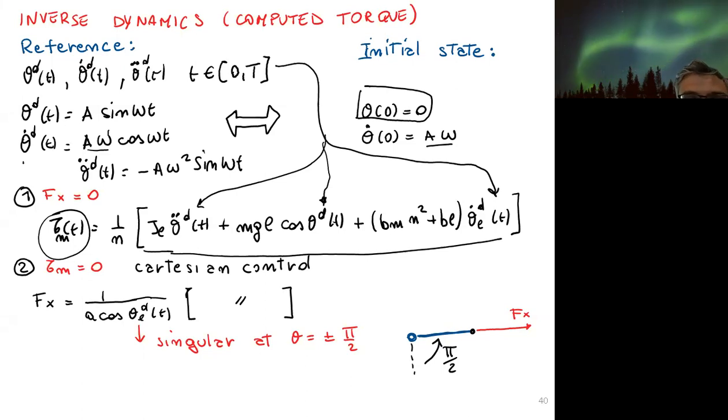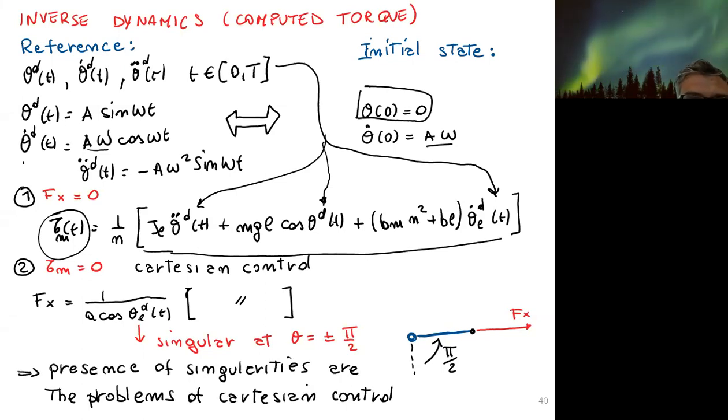This is a point that we call a dynamic singularity, which means that the force fx is aligned with the link, and is not able to realize any motion on the link, because it's just in singularity. We call this kind of situation a dynamic singularity. And this is a typical problem of Cartesian control. That's why we need to be careful whenever we do Cartesian control, because of these problems.